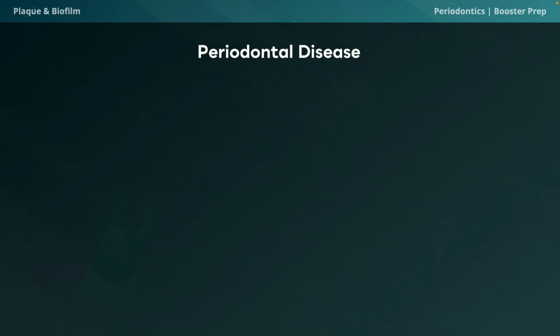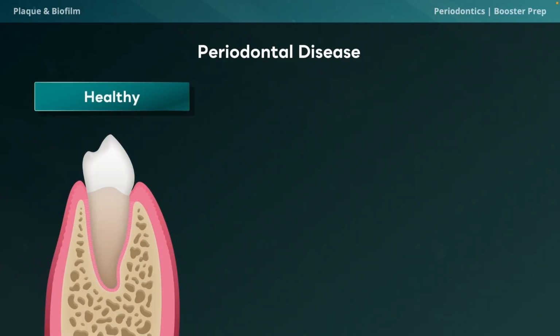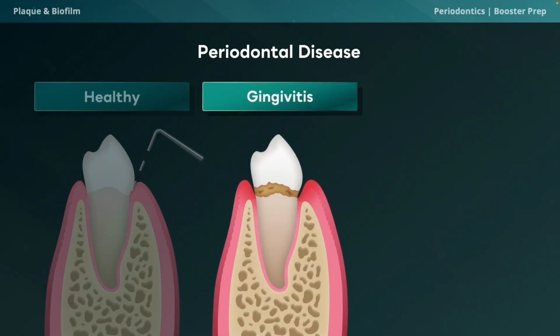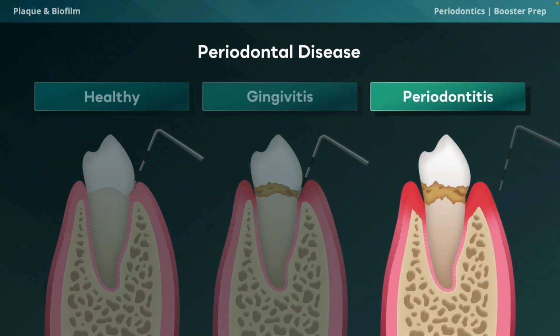So biofilms are found in both healthy and diseased mouths. The difference is the type of bacteria that they contain. So healthy gums have healthy bacteria, and as such, they show clinical health. In gingivitis, the gums are inflamed, but there's no permanent damage to bone or the periodontal ligament. There's no increase in probing depths. Periodontitis is more serious. It involves permanent destruction of the periodontal ligament, alveolar bone, and surrounding tissue.